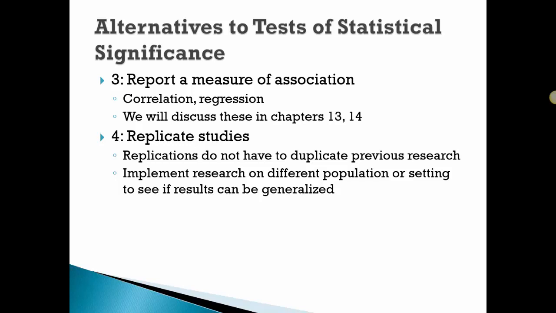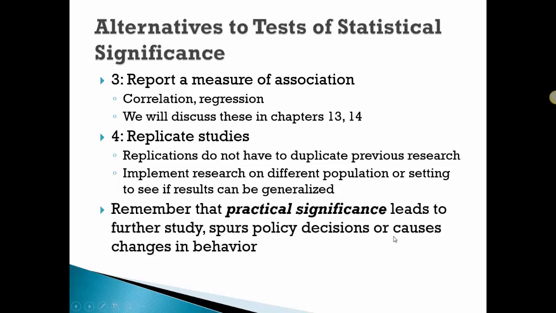Replication is important. Sometimes we choose a different population or setting to see if we're able to generalize the results. So the male and female planners, maybe that was done in, I don't know, Chicago. Maybe we want to see if we can do it in Denver and get the same results. Remember that practical significance leads to further study, spurs policy decisions, or causes changes in behavior.